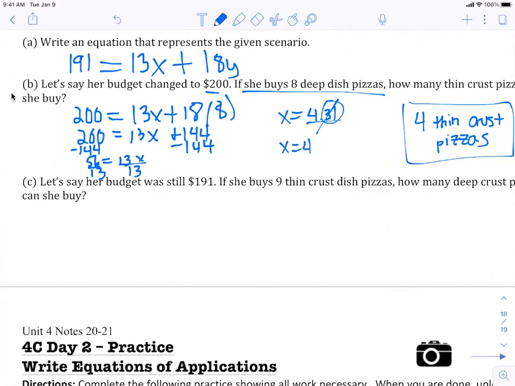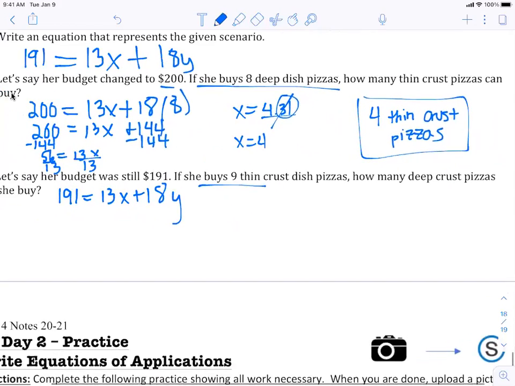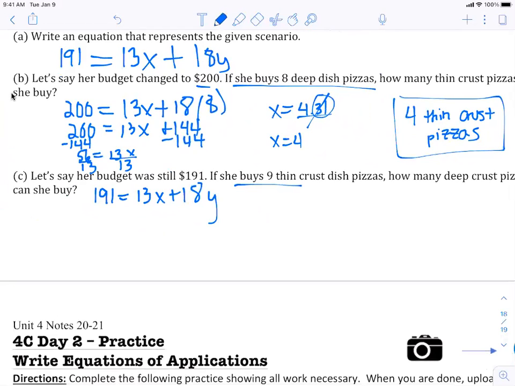Now part C, we're going to work with the same thing. It says, let's say the budget was still 191. So her budget was back to normal. For some reason, maybe she was working out what she wanted to buy. So here it says it's still 13x plus 18y, but it tells us that she definitely buys 9 thin crust pizzas. How many deep dish pizzas can she buy?